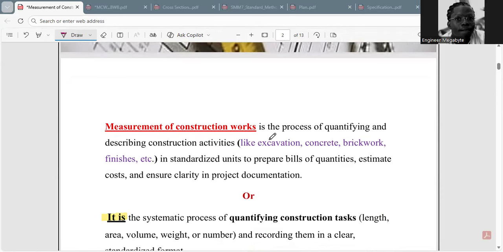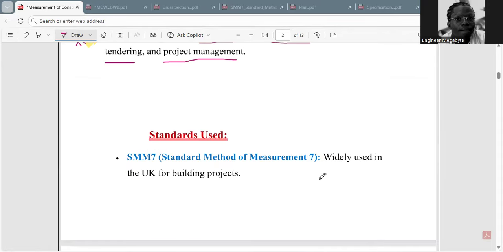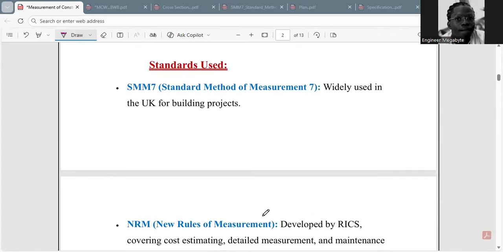We said measurement of construction work is the process of quantifying and describing construction activities in standardized units to prepare bills of quantity, estimate cost, and ensure clarity in project management. Exactly. An example of a construction activity could be excavation, concrete, brickwork, and finishes, etc. Good.